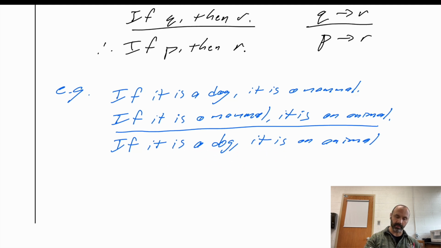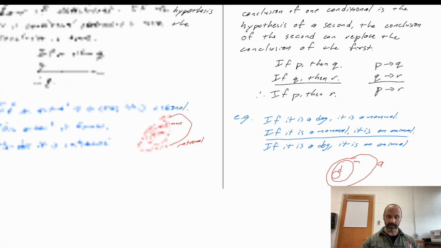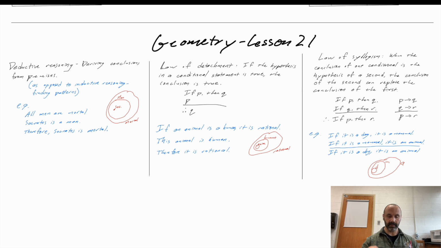Again, this one can also be represented with a Venn diagram. Here's if it's a dog, it's a mammal. And if it's a mammal, then it's an animal. That means, of course, it has to be the case that if it's a dog, then it is an animal. So that's the lesson for today: looking at deductive reasoning, the law of detachment, and the law of syllogism.